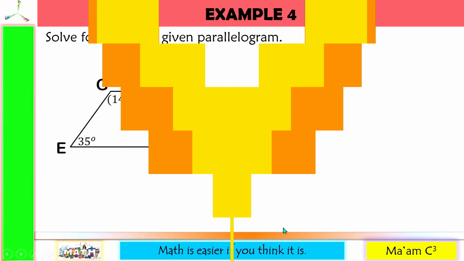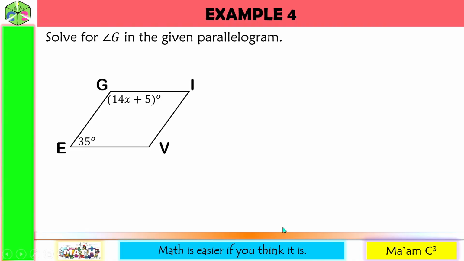Let's have another example. Solve for angle G in the given parallelogram. This time, I have parallelogram GIVE. Angle G measures quantity 14x plus 5 degrees, while angle E is 35 degrees.